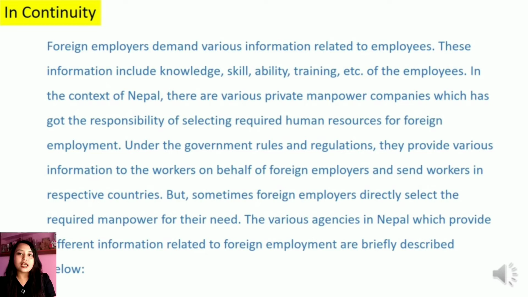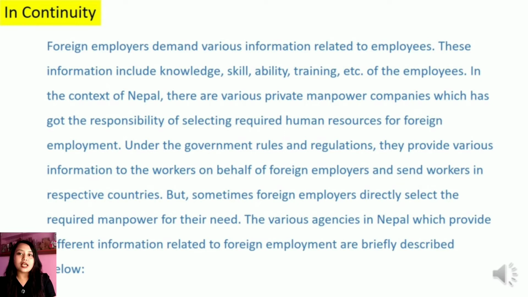You will be getting the chance through the help of manpower companies. Understood? Manpower companies means human resources companies. It's only the company which will provide the human resources to get an opportunity to work in foreign employment in a foreign country. So under the government rules and regulations, they provide various information to the workers on behalf of foreign employers and send workers to the respective countries.